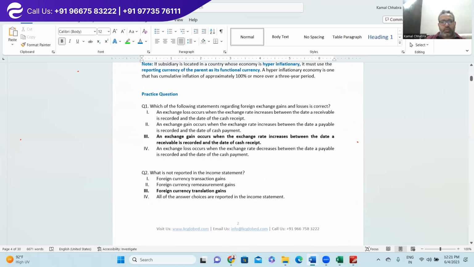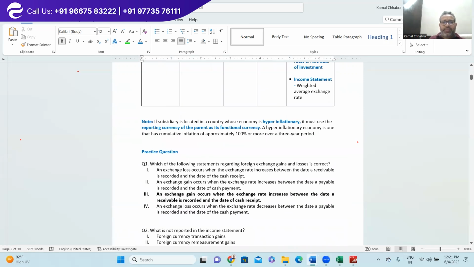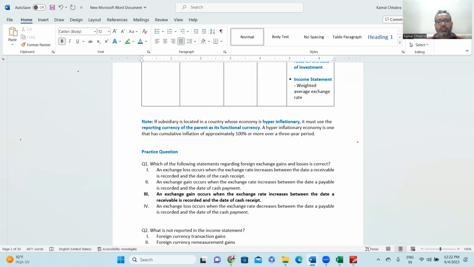Right? So now note over here is if subsidiary is located in a country whose economy is hyperinflationary, it must use the reporting currency of the parent as its functional currency. A hyperinflationary economy is one where cumulative inflation is more than 100% over the period of 3 years. Right? This we have discussed earlier also, hyperinflation. Any doubt what is hyperinflationary economy? We all know what is hyperinflation economy, where inflation rate is more than 100% in 3 years.